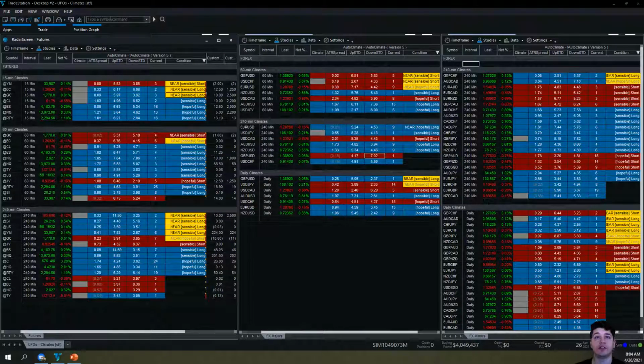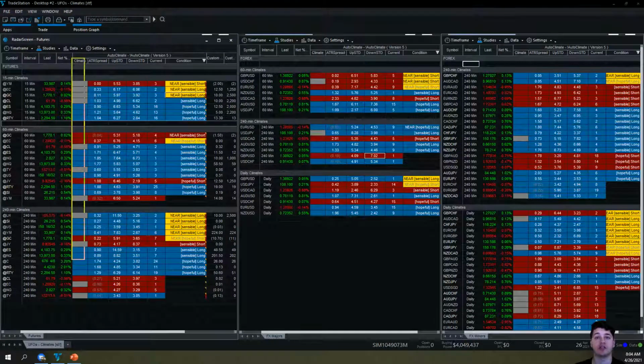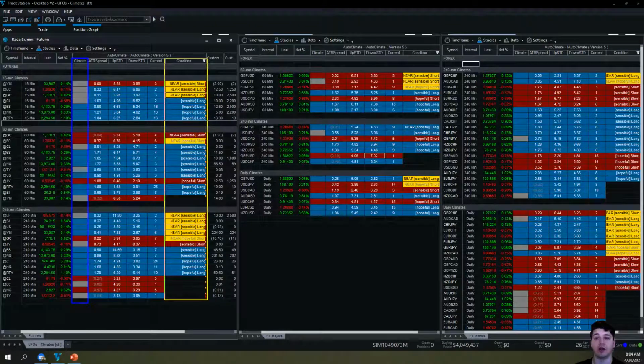First things first, before we even open any charts or workspaces, we need to take a look at what the climate is and what the condition of that climate is. Is it an up climate or a down climate? We know that by looking at the blue, the gray, or the red color in the column that says climate.